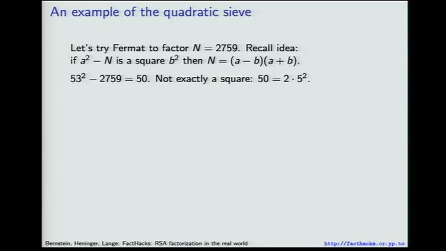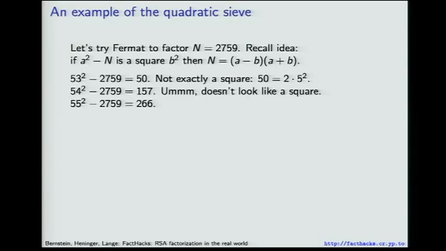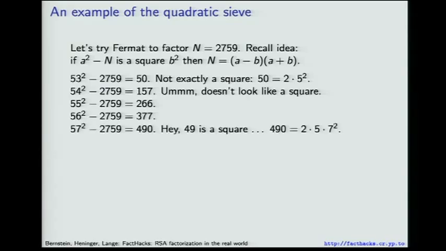Then you try 53, with the ceiling of the square root. Square that, subtract 2759, you get 50. Well, 25 would be a square, but 50 is not a square. It's 2 times 25, 2 times 5 squared. Then you try another number, 54 squared minus 2759. 157, that's too complicated. I don't remember that being a square, so let's just skip it. And then you keep going like this: 266, 377, 490. I remember 49 as a square, but that doesn't mean that 490 is a square, because 10, 2 times 5, that's not a square.